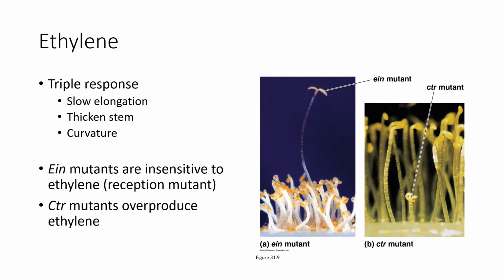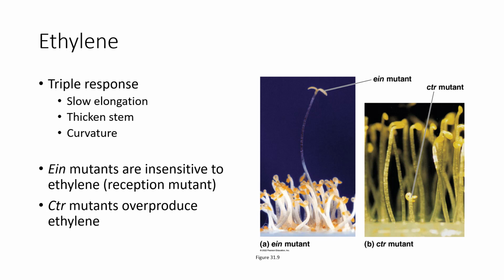But what if the plant hits a solid object? Well, it slows the elongation, thickens the stem, and then begins to curve. As it curves, it'll go around the object, and the thickening of the stem can allow it to even sometimes move the object. Ethylene mutants are insensitive to ethylene.